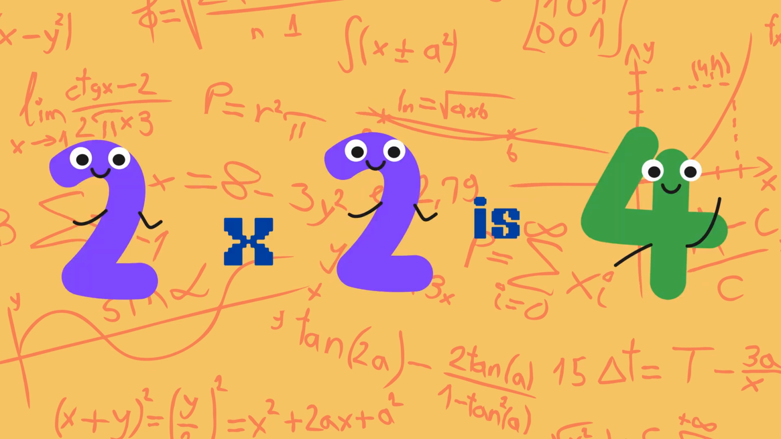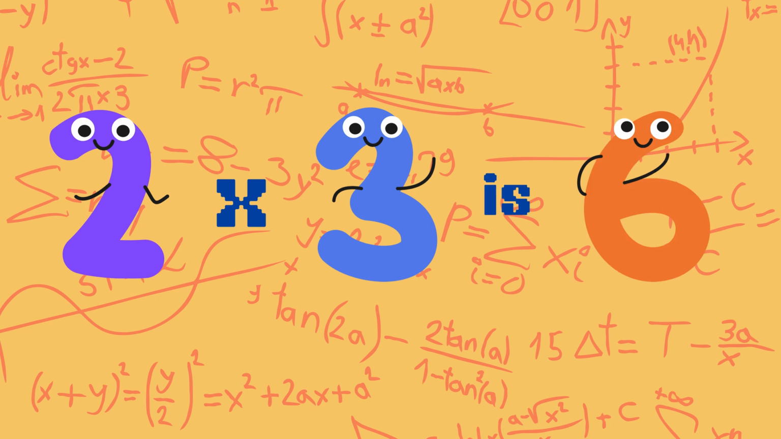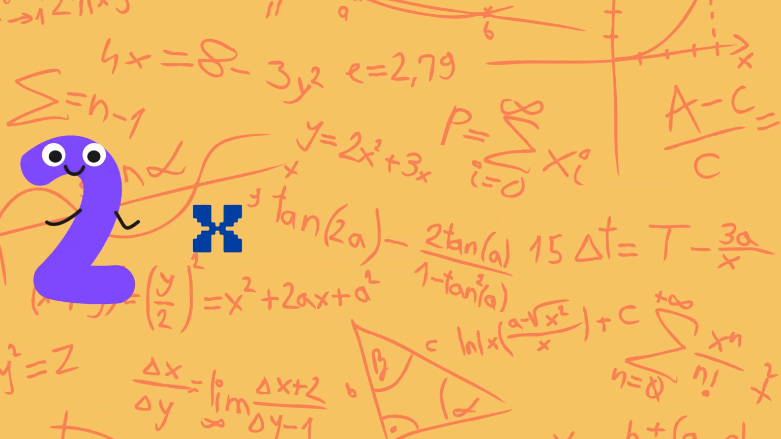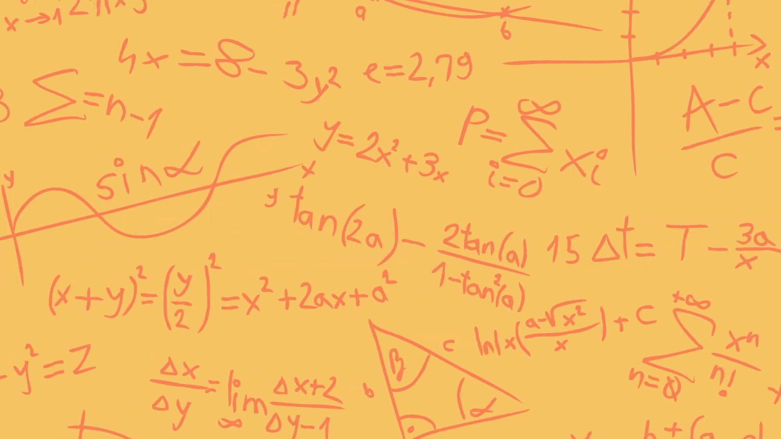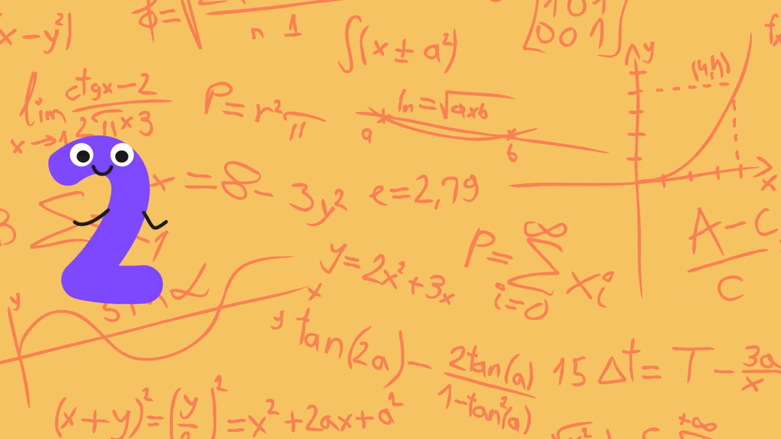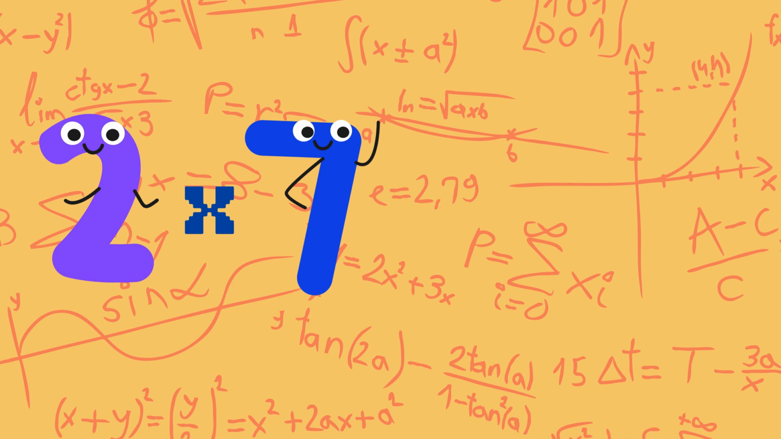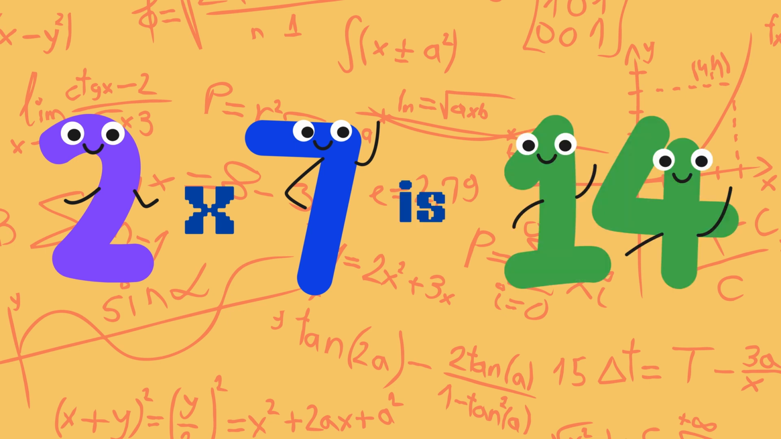2 times 2 is 4. 2 times 3 is 6. 2 times 4 is 8. 2 times 5 is 10. 2 times 6 is 12. 2 times 7 is 14.